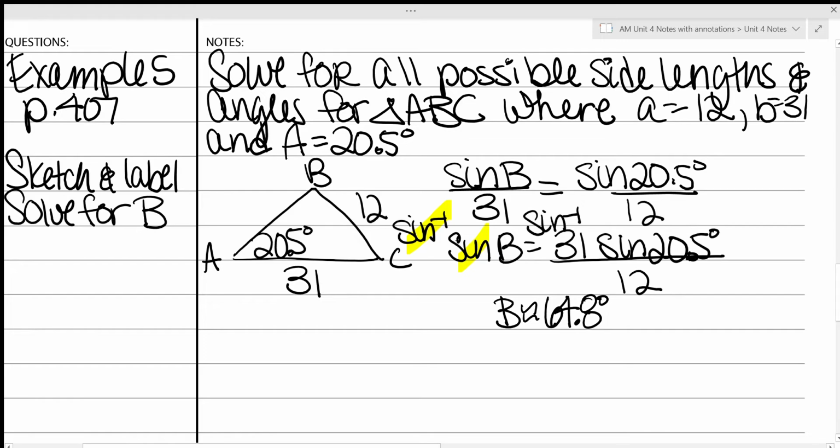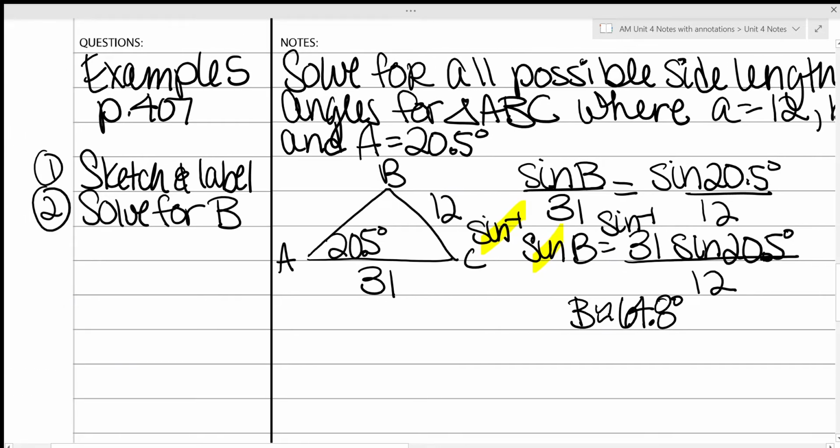Okay, so here's the thing. I can solve for this triangle, but I might have an ambiguous case. So let me explain what this ambiguous case is. You have to check for the ambiguous case anytime you use sine inverse to solve for an angle in the law of sines.